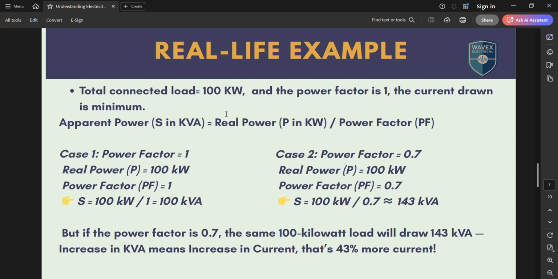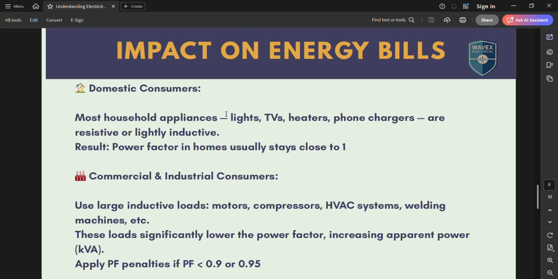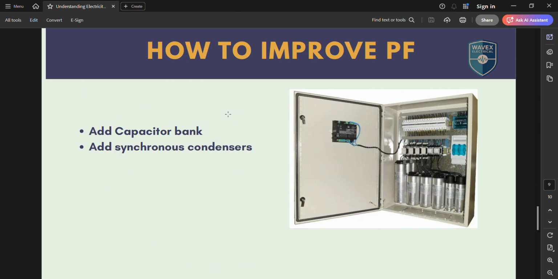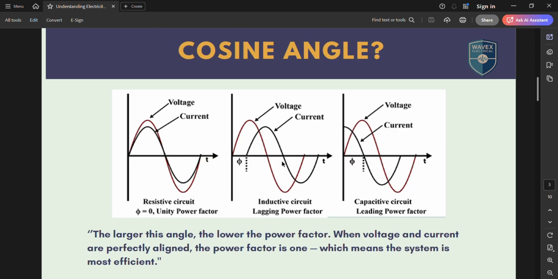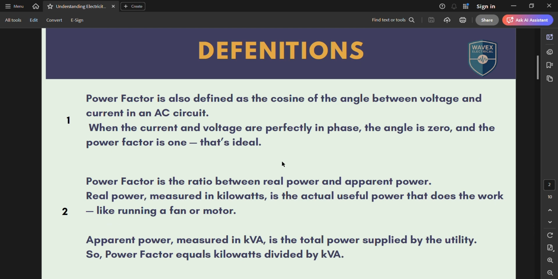Then we will discuss a real life example, in case the power factor is low. For example, if the power factor is 0.7, then what is going to be the effect on the power system? Then the impact on energy bills, how it is affecting our energy bills, and how to improve the power factor. So these are the topics we are going to discuss in this video. So first we will start with the definitions of power factor.